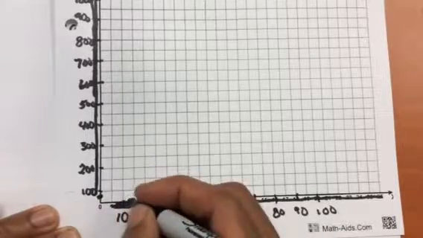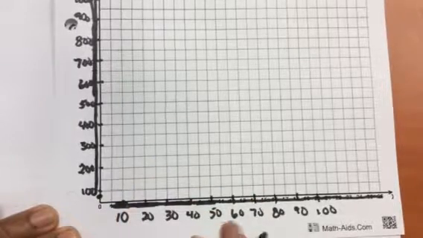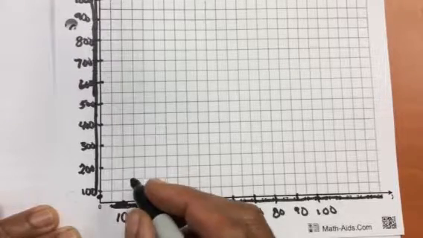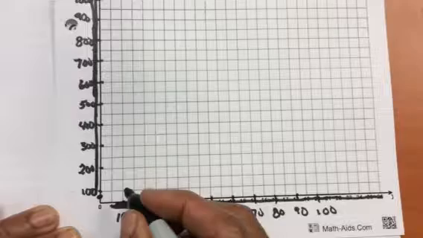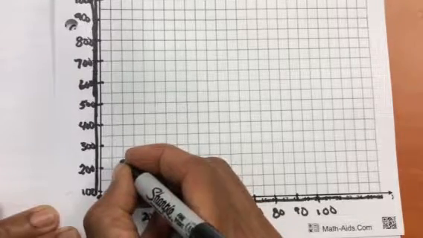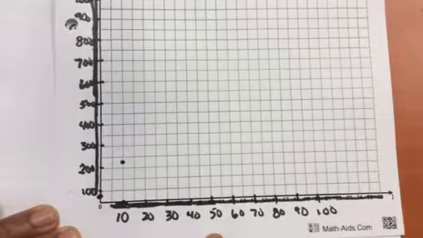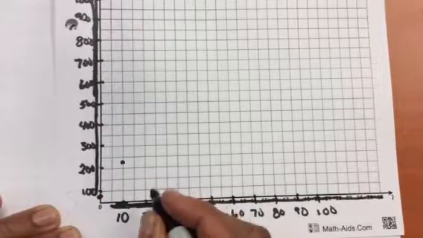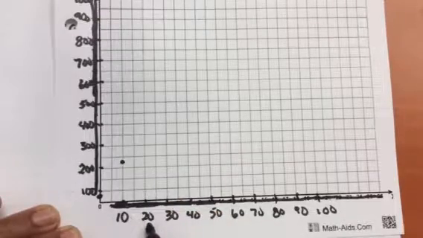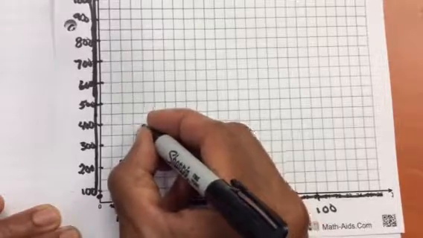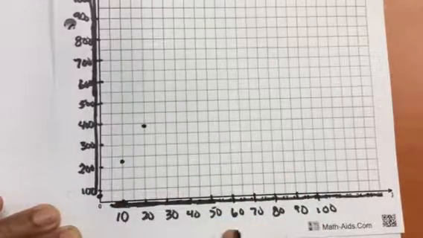Okay. If 10 people attend, the total cost would be 15 times 10, which is 150 plus 95, which is about 240. So I'm going to put it about right here. If 20 people attend, it'll be 395. Remember, 15 times 20 is 300 plus 95. That's real close to 400. So we'll go here, put it there, and let's do one more.